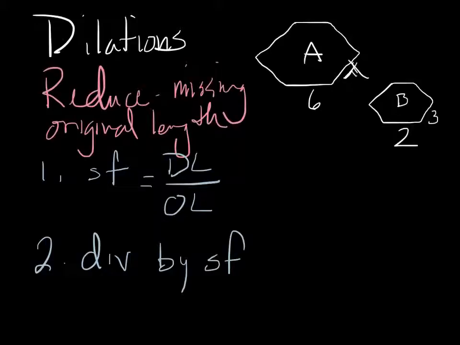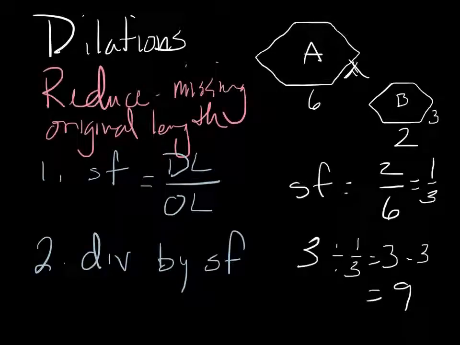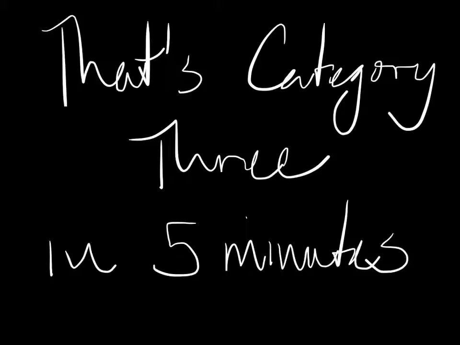Okay, so what happens is we first have to get our scale factor. Our scale factor is 2 over 6, which is 1/3. So now what we're going to do is take our original length here, 3, and divide it by 1/3, which is the same as multiplying by 3, which is 9. And that's category 3 in 5 minutes.